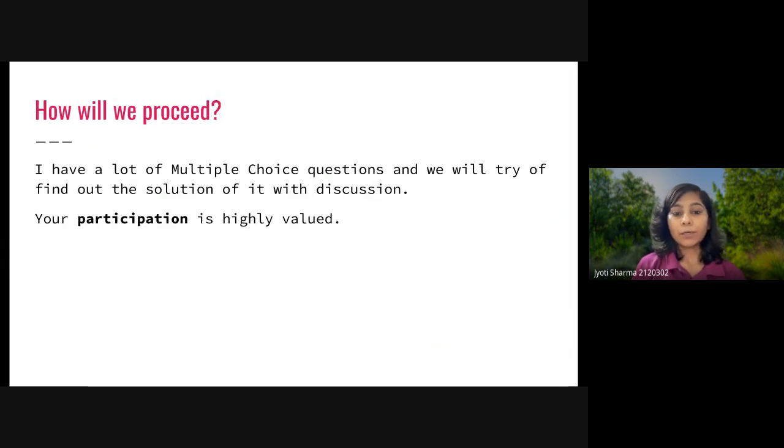Again, I just want to give you the instruction that we have a lot of MCQ questions, and with the discussion, we try to find out the solution, which one is the correct answer, and based on that, we try to understand the concept. So for this course, we will try to learn the concept for climate change and extreme event, and that's how I will encourage you to write in the chat box the right option. So this will be a win-win situation. I can also learn from you, and you can also learn from my experience.